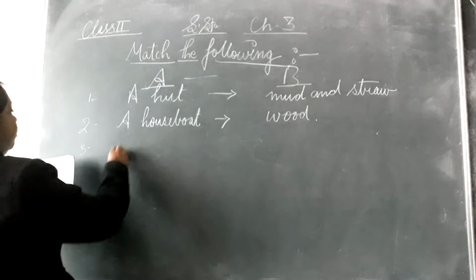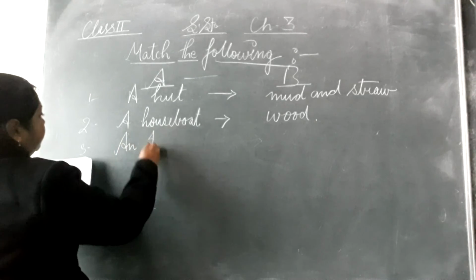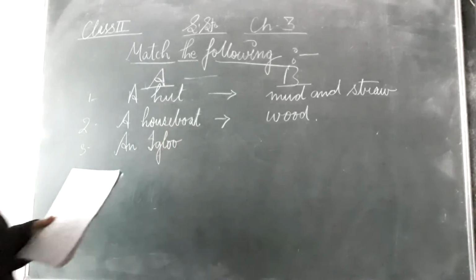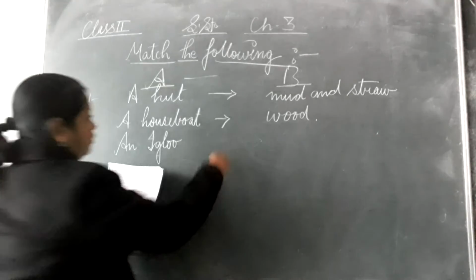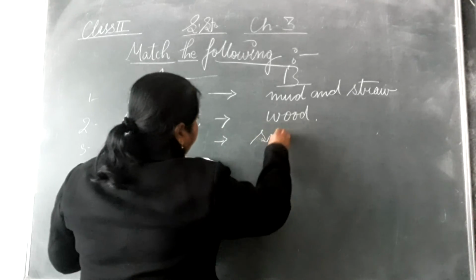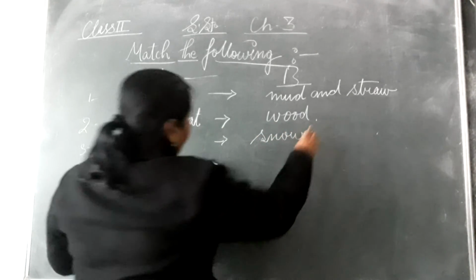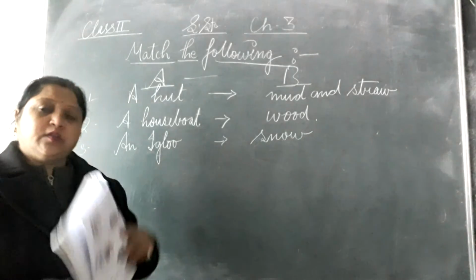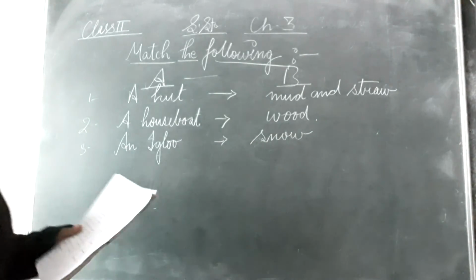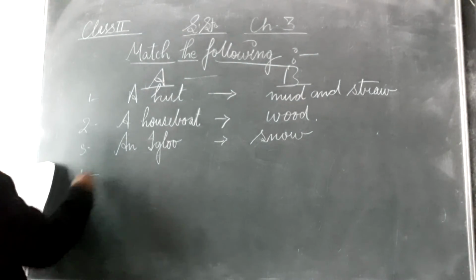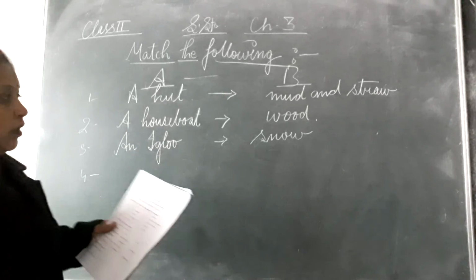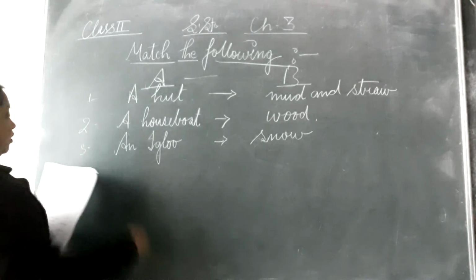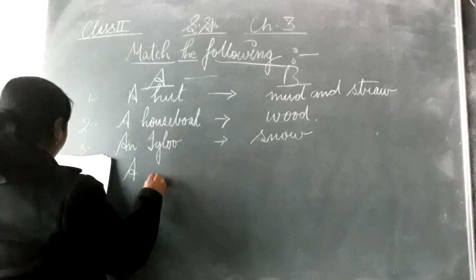An igloo. Igloo is made of snow. Igloo kya hota hai? Barf ka ghar hota hai. Inuits live in igloo. A strong house. Strong house means pakka house.